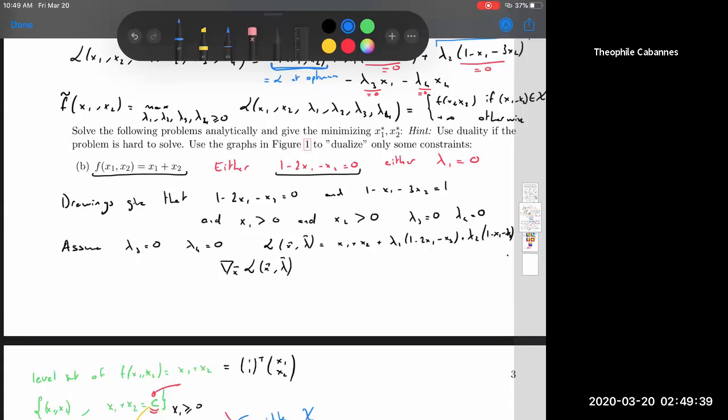So sorry. Here what you see is that your Lagrangian is differentiable with respect to x and is convex with respect to x. So to find the minimum of the Lagrangian with respect to x, you can set the gradient of the Lagrangian with respect to x to be equal to 0. And this will give you 1 minus 2 lambda 1 minus lambda 2 and 1 minus lambda 1 minus 3 lambda 2 is equal to 0.